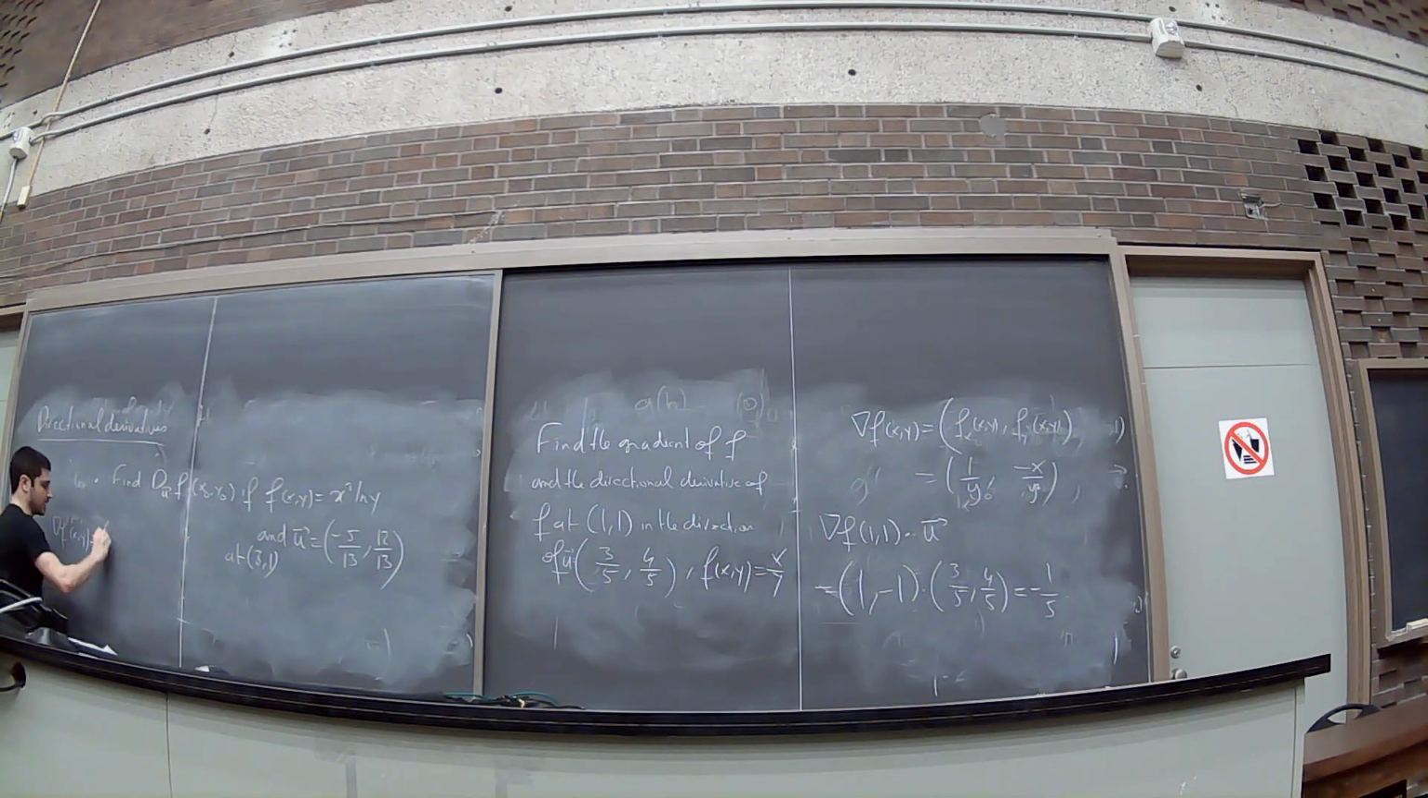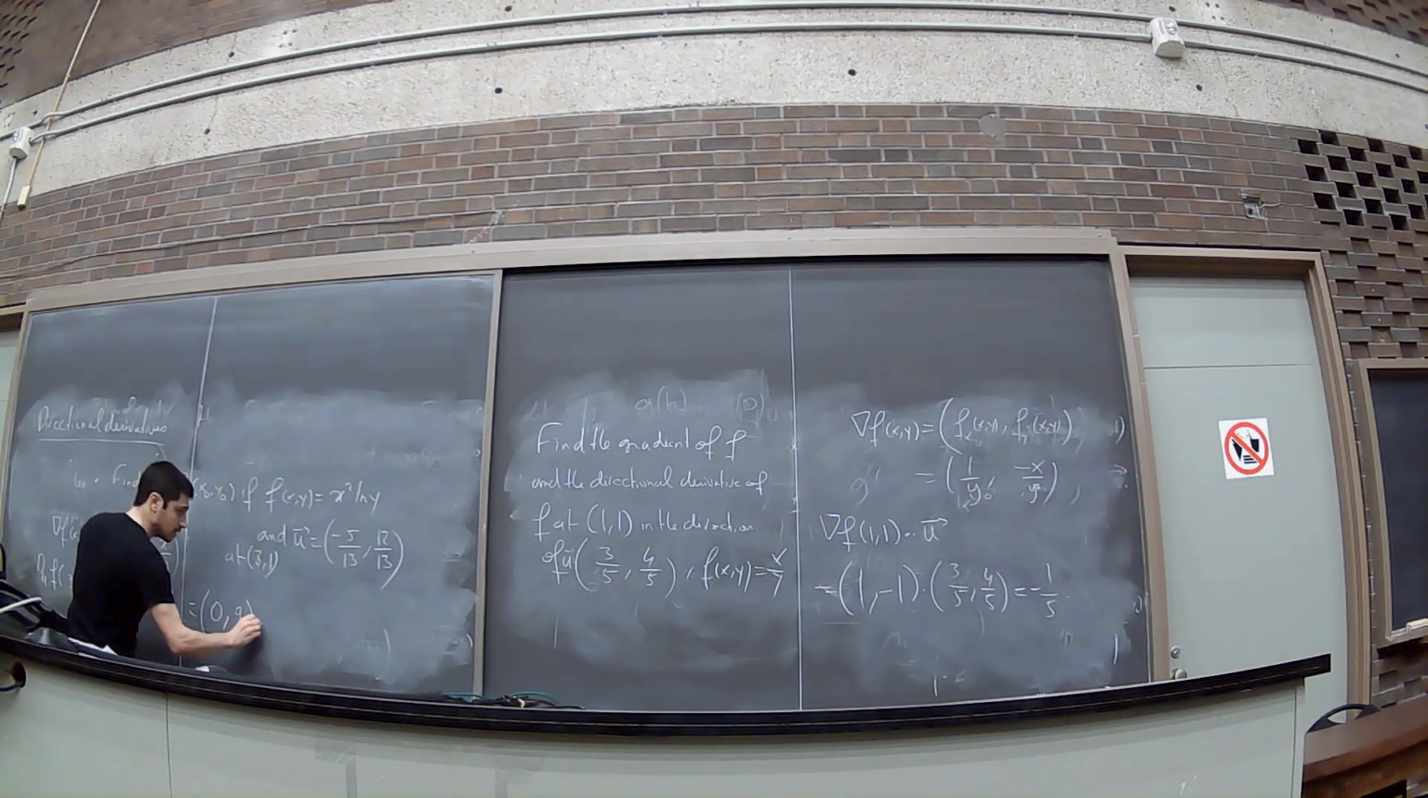I differentiate with respect to x, I get 2x ln y. And then I differentiate with respect to y, I get x squared over y. Now the directional derivative of f at (3, 1) is just the gradient of f at (3, 1) dot u. What is the gradient of f at (3, 1)? What is ln 1? 0. So it's (0, 9), dot (-5/13, 12/13).